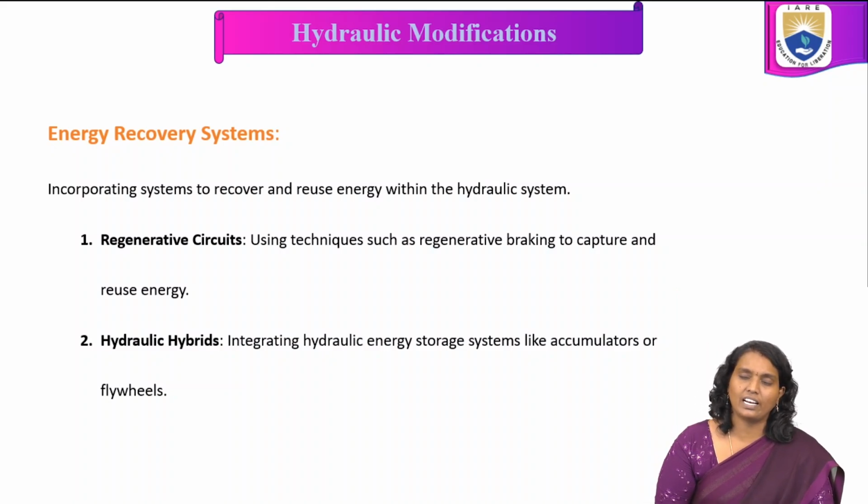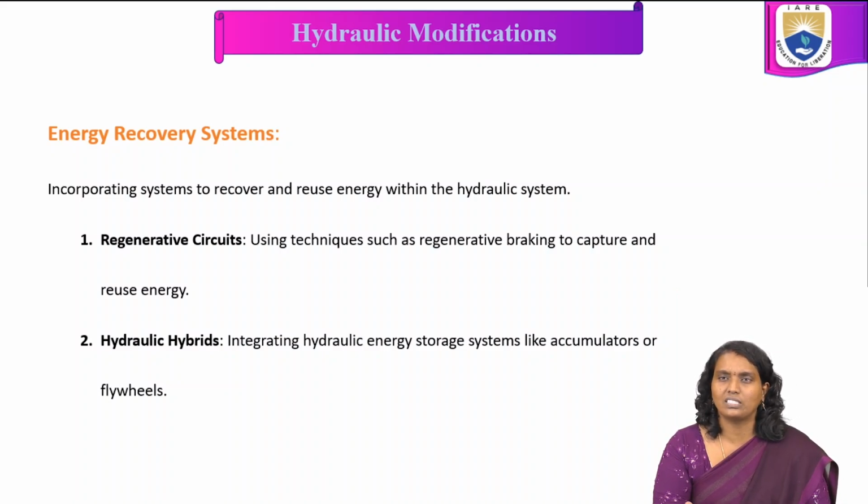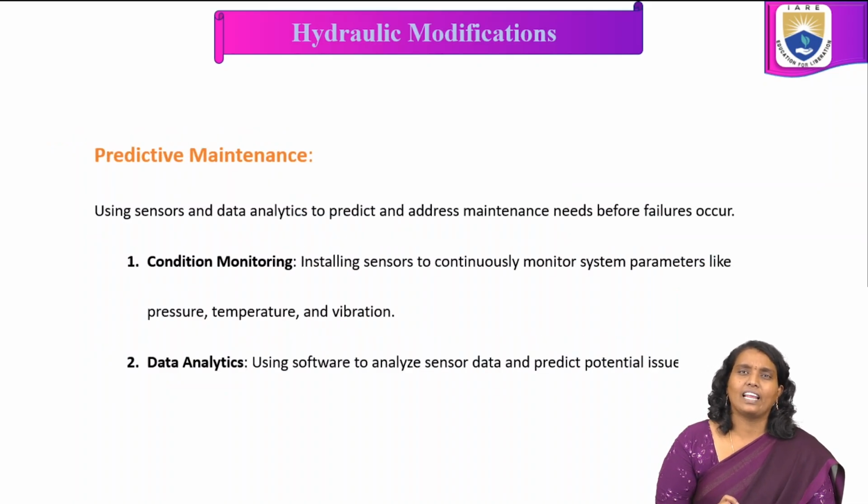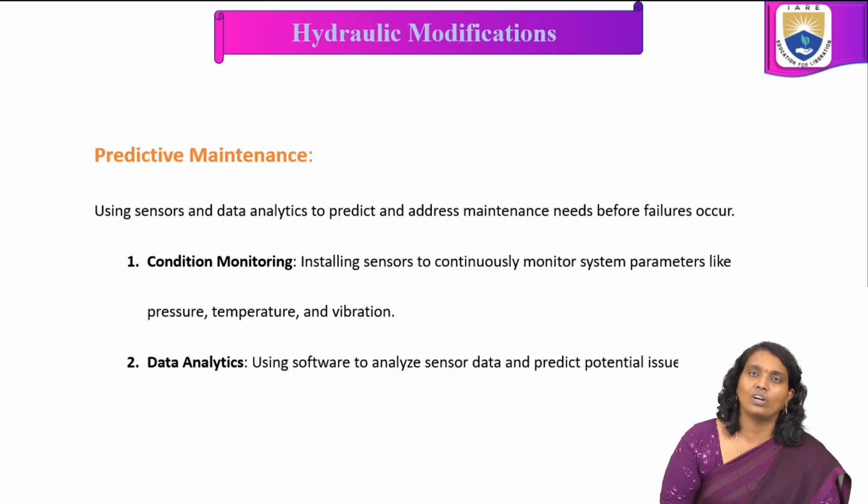In these regenerative circuits, techniques such as regenerative braking are used to capture and reuse the energy, as well as hydraulic hybrids, integrating hydraulic energy storage systems like accumulators or flywheels. And the next technique is predictive maintenance. So, using sensors and data analytics to predict and address maintenance needs before failure occurs.